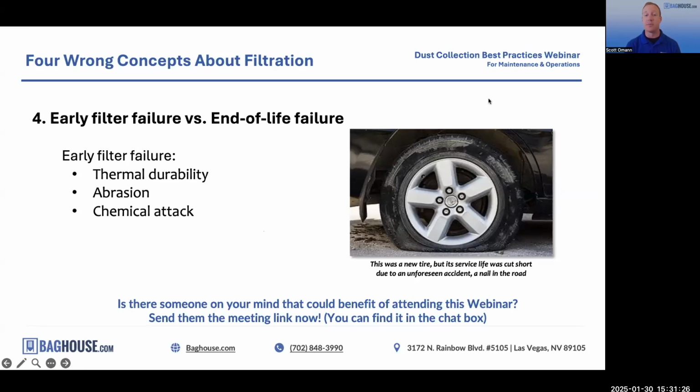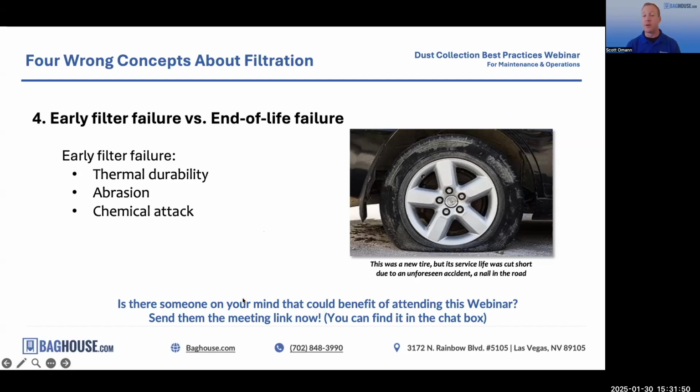The second one would be abrasion. Abrasion comes in many different forms. That's where we have different dust particles coming in, and maybe because of a design error with the baghouse or the wrong type of bag in our baghouse, they weren't able to stand that type of dust. Generally, this abrasion will wear holes toward the bottom of our filters.